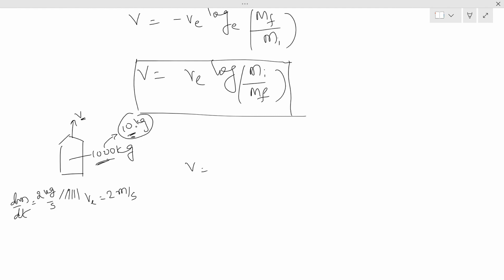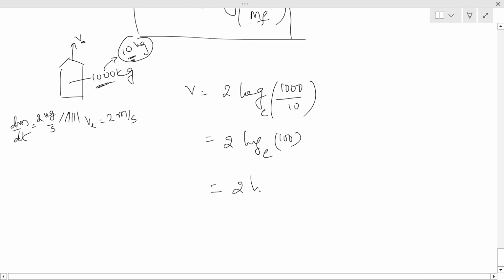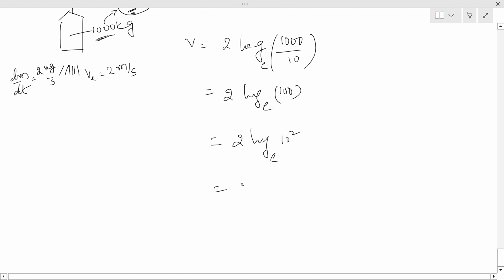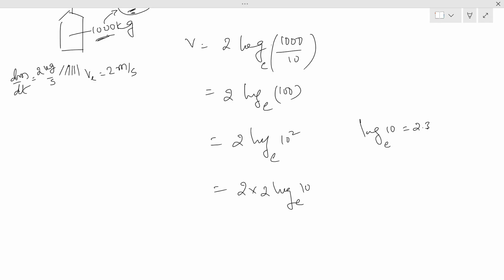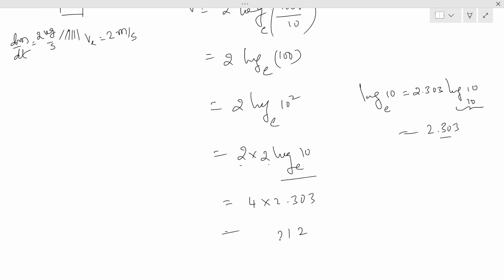V at this point where the mass becomes 1 by 100th, that is 10 kg. ve value is 2 log base e, initial is 1000, final is 10. This will be 2 log base e 100, that is 2 log base e 10 squared, that is 2 into 2 log base e 10. We know log base e 10 is 2.303 log base 10 10. So this value is 1. The answer is 2.303 here. Substitute that here. 2 into 2 is 4, into 2.303, that is 9.212. This is the velocity of the rocket.